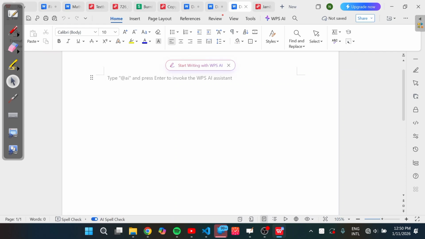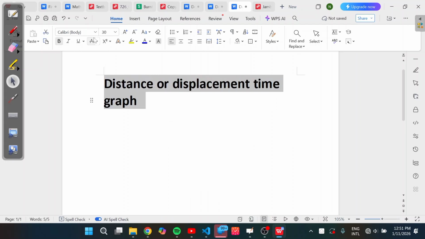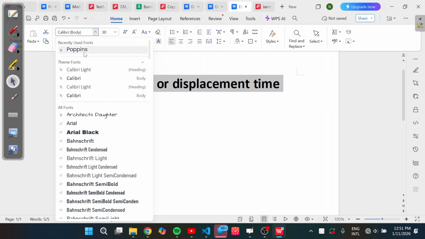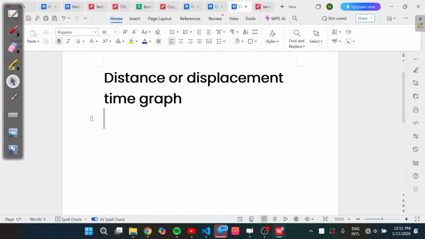Now let's actually look at the distance or displacement time graph. Let me write that down here. Distance or displacement time graph. That slash there means or, not over. I'll just get that off. It's bigger so you guys can see it. Let me use my favorite font, Poppins. Okay, so let's take a look at the distance or displacement time graph. So it looks a lot like this.